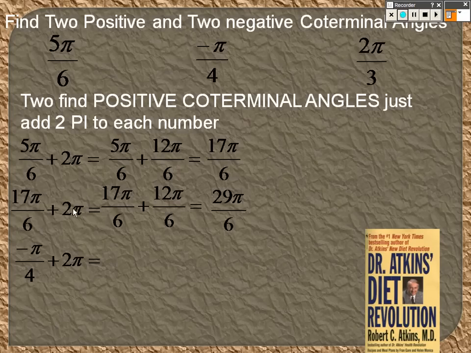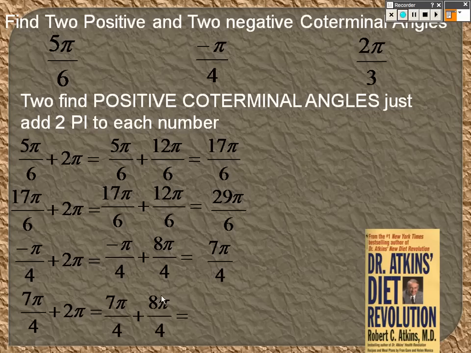So negative pi over 4, the common denominator would be 4, so I switch that to 8 pi over 4. So I get 7 pi over 4 radians there. So then I take the 7 pi over 4 plus another 2 pi. So it'd be 7 pi over 4 plus that 8 pi over 4. So I get 15 pi over 4.